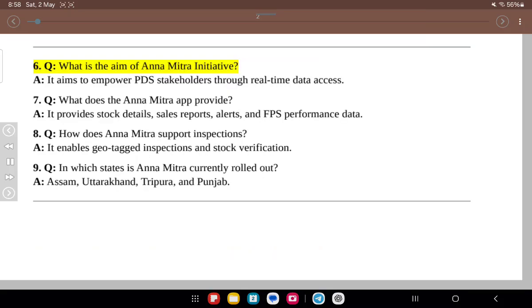6. Q. What is the aim of Anna Mitra initiative? A. It aims to empower PDS stakeholders through real-time data access. 7. Q. What does the Anna Mitra app provide? A. It provides stock details, sales reports, alerts, and FPS performance data. 8. Q. How does Anna Mitra support inspections? A. It enables geotagged inspections and stock verification. 9. Q. In which states is Anna Mitra currently rolled out? A. Assam, Uttarakhand, Tripura, and Punjab.